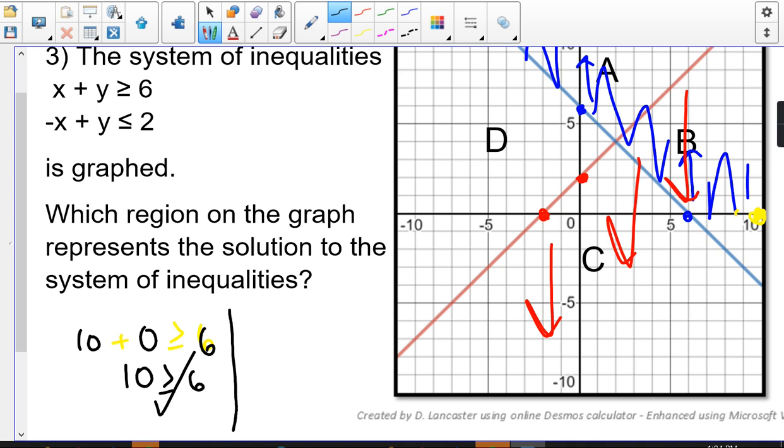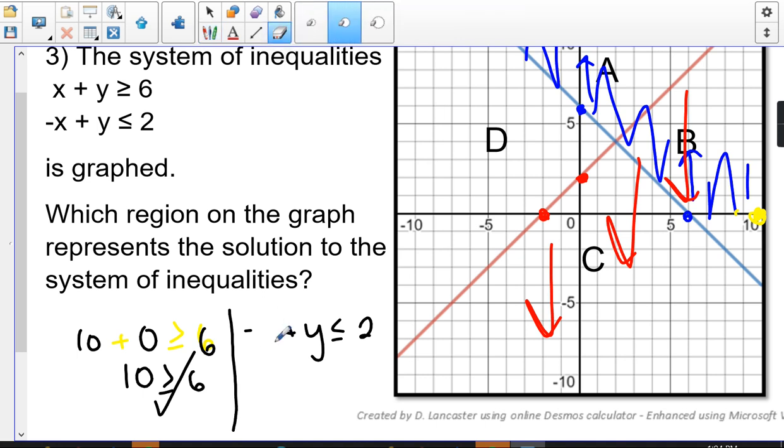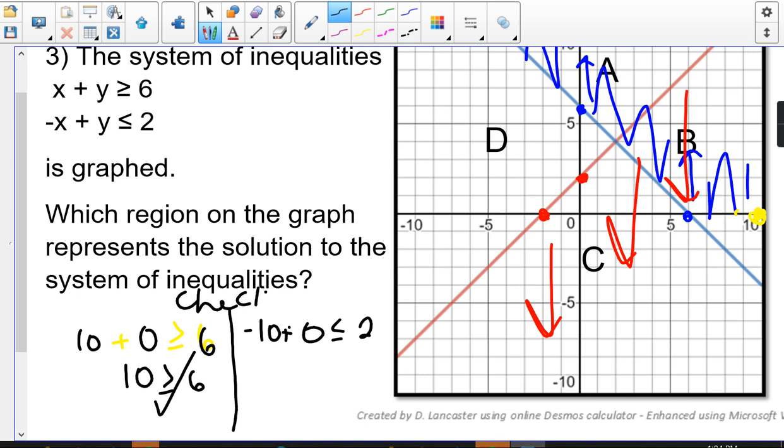Now let's check our second inequality. Negative x plus y is less than or equal to 2. We want to check (10, 0), so we're replacing x with 10 and y with 0. And we see negative 10 plus 0 is negative 10. Is negative 10 less than or equal to 2? Yes, a negative number is definitely less than a positive number. So yes, we got a true statement there.